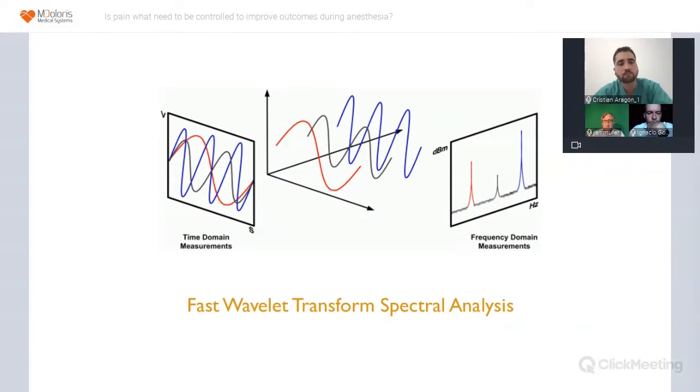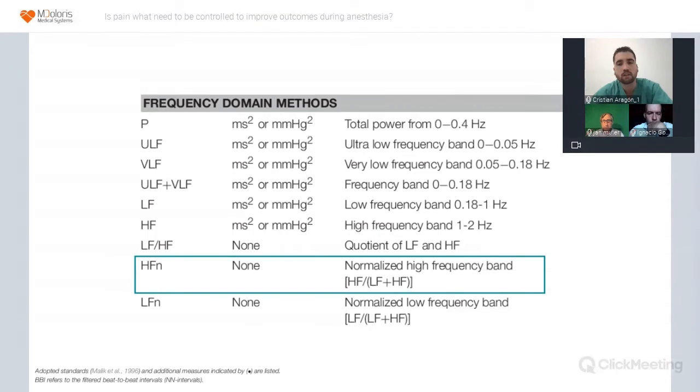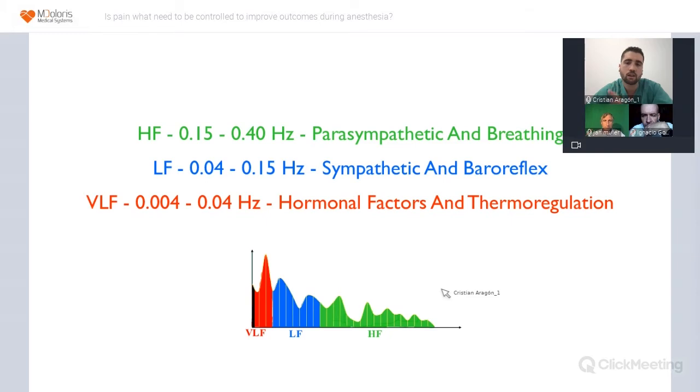We have to know that in every spectral analysis, we may have time domain measurements or frequency domain measurements. If we focus in the first moment on frequency domain measurements, we have 3 fundamental components. There is the high frequency component, which is modulated by the parasympathetic breathing. We have also the low frequency component that is modulated by sympathetic nervous system and baroreflex factors. And we have also the very low frequency component that's modulated by hormonal factors and thermoregulation.